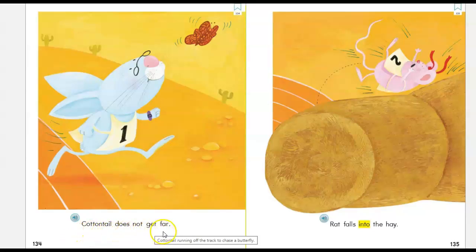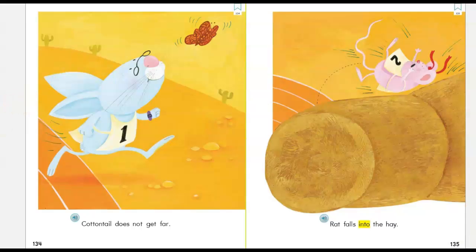Cottontail does not get far. Rat falls into the hay. So why does Cottontail not get very far? What happens to Cottontail? Look to where she is looking. Cottontail sees a butterfly and gets distracted. What about Rat? What happens to Rat in the race? Oh, Rat fell into some hay.